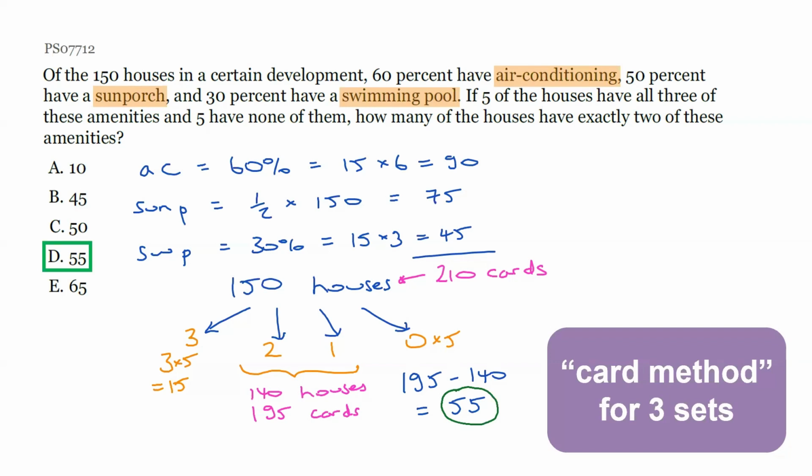The key idea of this card method is that it helps us keep separate the concepts of members of the set, that's houses in this situation, and set membership, that would be amenities. By visualizing set membership as a card, we can flexibly navigate many different variants of three set problems.